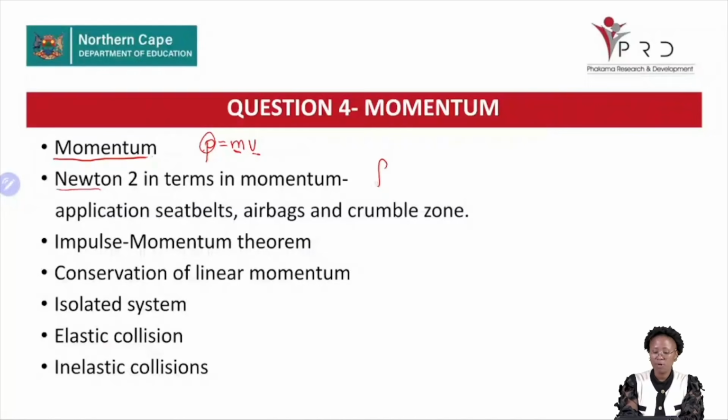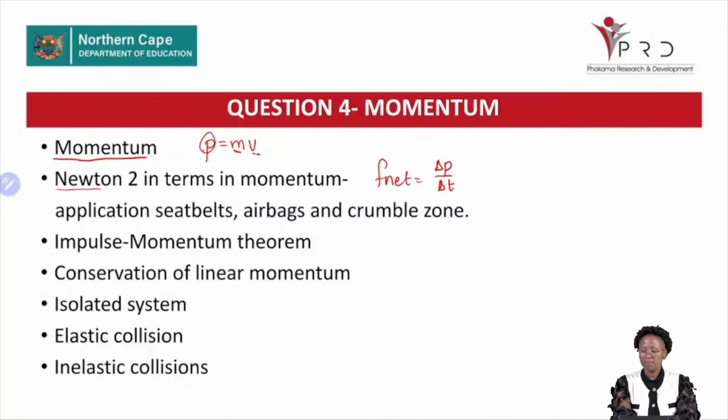The other definition that I want you to look at is Newton's second law in terms of momentum, which is F net equals change in P over change in time. Remember that Newton's second law in terms of momentum states that the net force acting on the object is equal to the rate of change in momentum of an object in the direction of the net force. So very much important to look at the formula itself. It reminds you of the definition.